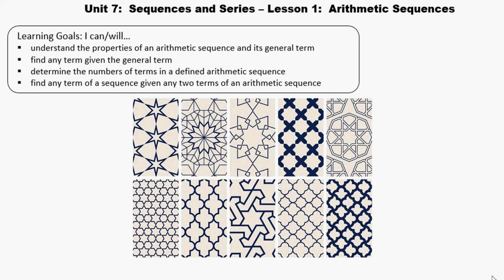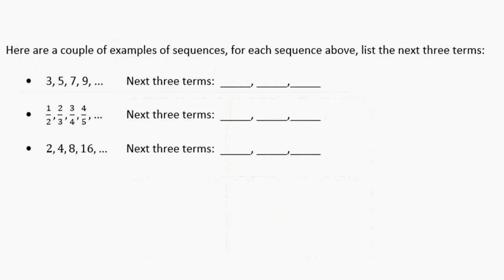Welcome to Unit 7, Sequences and Series, Lesson 1, Arithmetic Sequences. Learning goals today: I can and will understand the properties of arithmetic sequences and their general term, find any term given the general term, determine the number of terms in a defined arithmetic sequence, and find any term of a sequence given any two terms of an arithmetic sequence. Here we go, let's go.